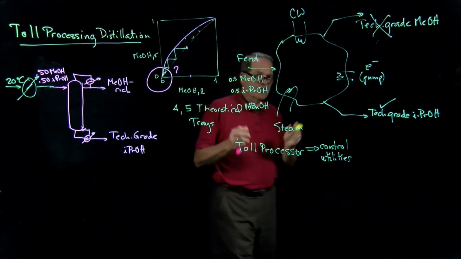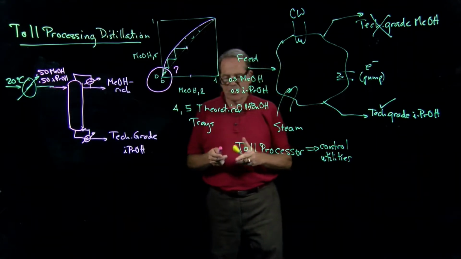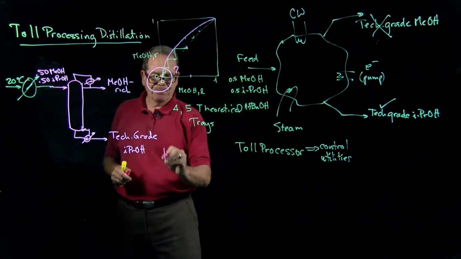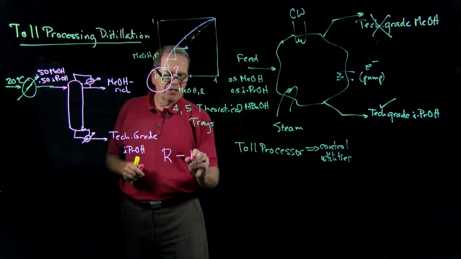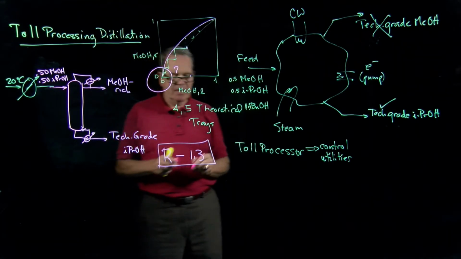Okay, and that leads us to a key choice when we get to the column design, and that is: what do we choose as the reflux ratio, R? We're going to make the choice that it's approximately 1.3. So why do I say that?